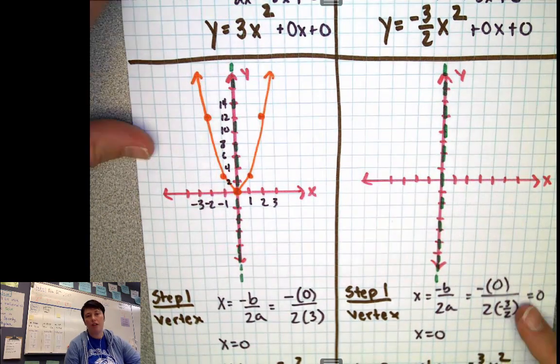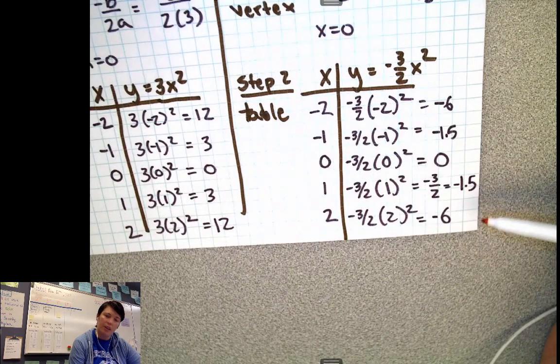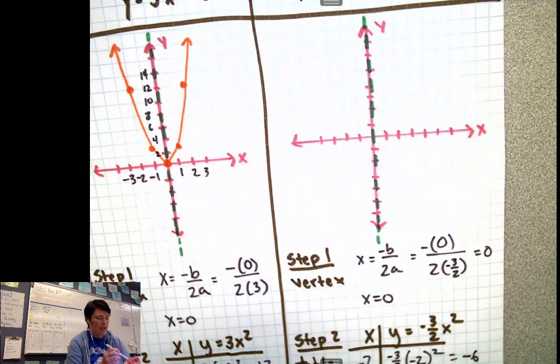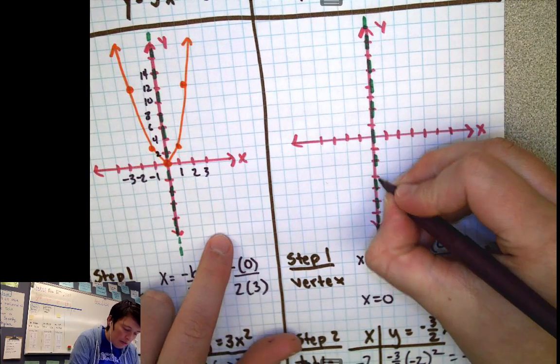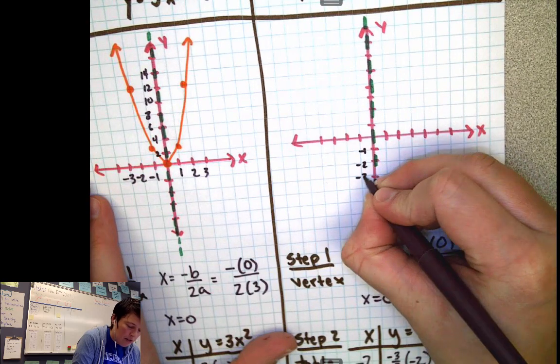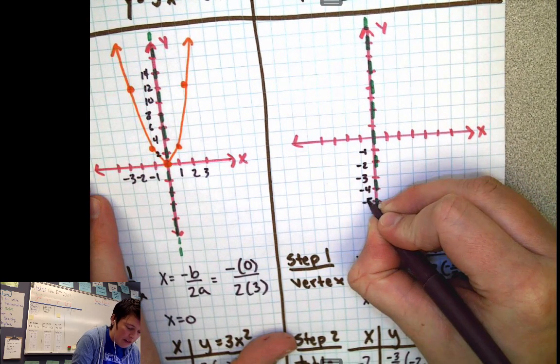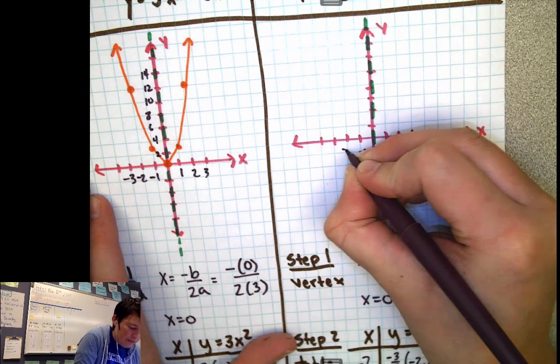Now the other one didn't go to 12. We don't need such big numbers. I think negative 6 is the farthest we got down to. So if I have room to get to negative 6, then I'll be happy. Let's see. 1, 2, 3, 4, 5, 6. I do. So negative 1, negative 2, negative 3, just barely. Negative 4, negative 5, negative 6. Let's get the other numbers on here also.